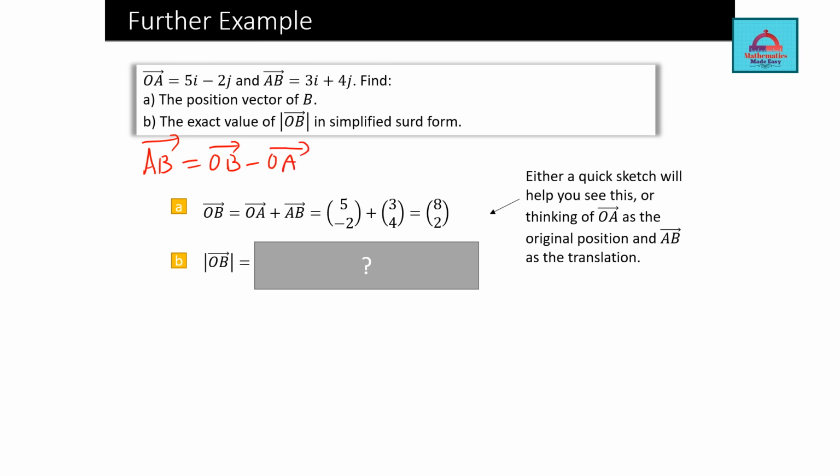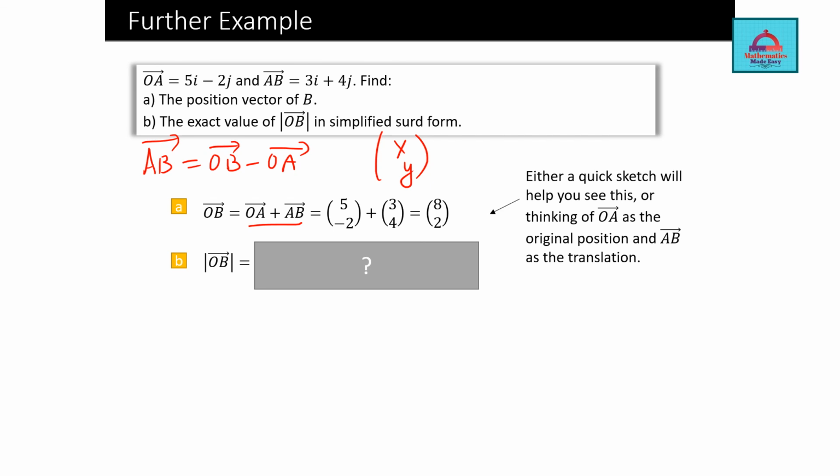You subtract them, so OB vector would be when you add it. That's why you are adding the two vectors and writing them in the form x comma y, where x component is 5, y component is -2, x component is 3, y component is 4. Now it's just addition, so 5 plus 3 is 8, -2 plus 4 is 2. So this is how you get the OB position vector.